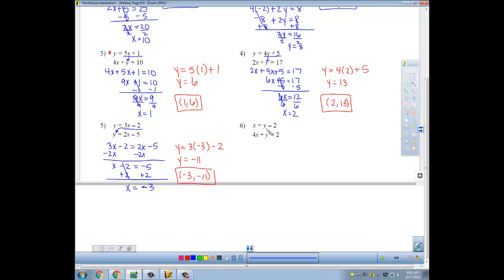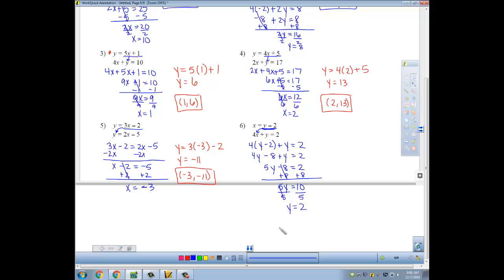Okay, number 6, this time I know that x equals y minus 2, so I'm going to take that and plug in for x. So I get 4 times y minus 2 plus y equals 2. We get 4y minus 8 plus y equals 2. 4y plus y is 5y minus 8 equals 2. Add 8 to both sides to get 5y equals 10. Divide both sides by 5.